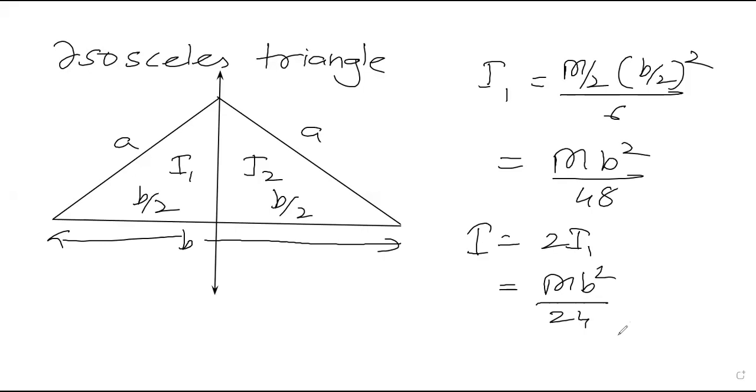mb square upon 24. That's how it comes. The moment of inertia of an isosceles triangle with respect to the axis, which is the perpendicular bisector of the base, or I meant to say the side which is not included in the equal sides, comes to be mb square over 24.